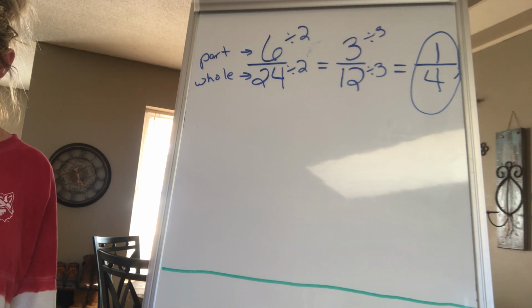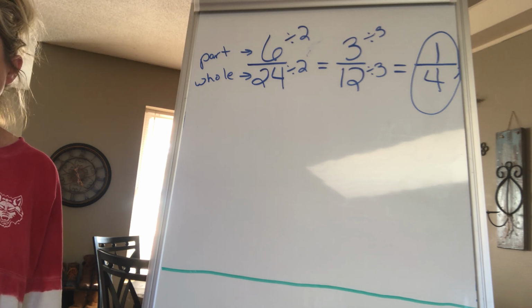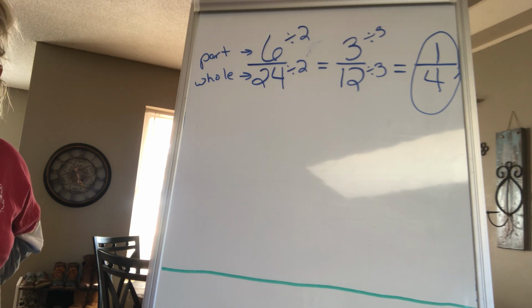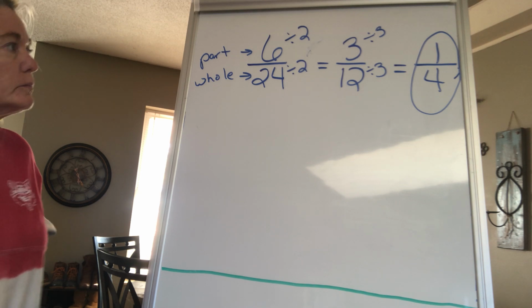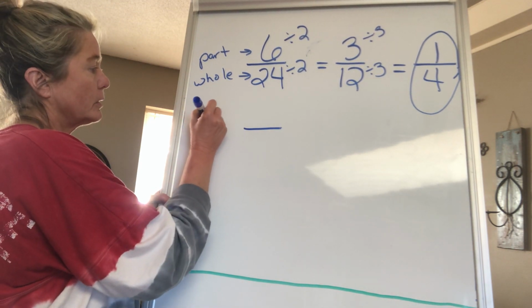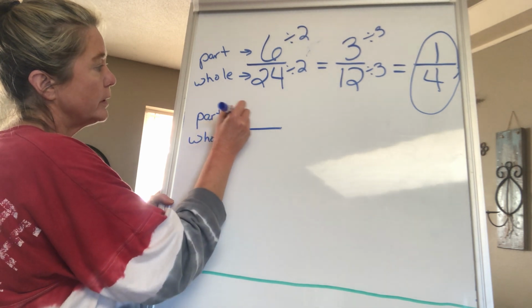All right, the next one, number 4. Dylan has a total of 25 marbles. He gives 5 marbles to his sister, Jane. What fraction of marbles did Jane receive? Okay, again, we're looking for a fraction. We're looking for what part of the whole numbers.